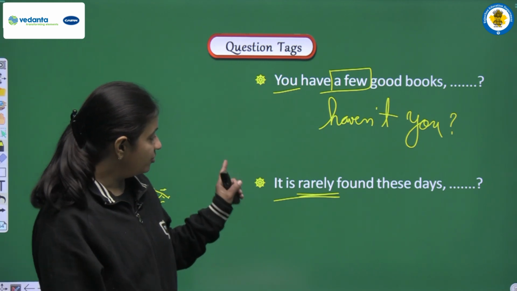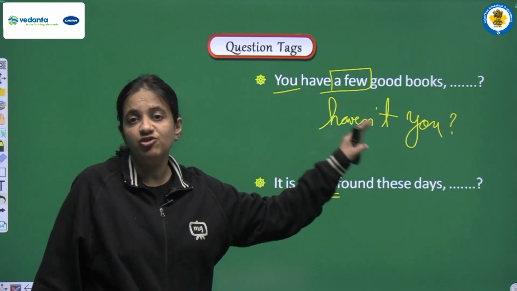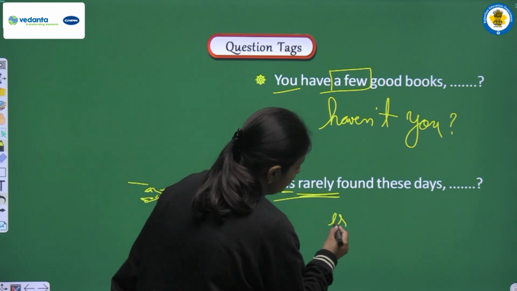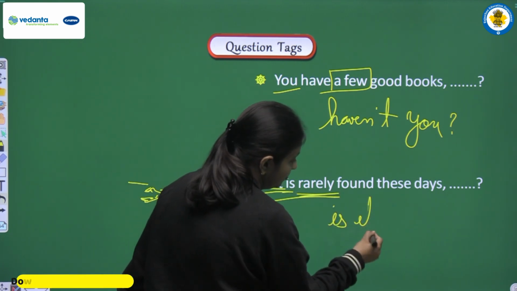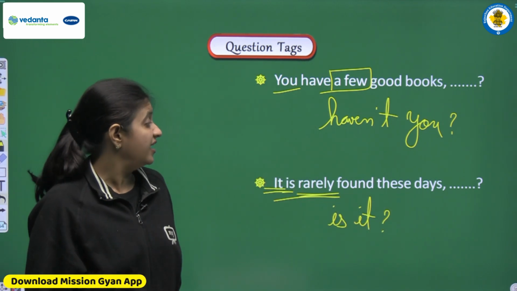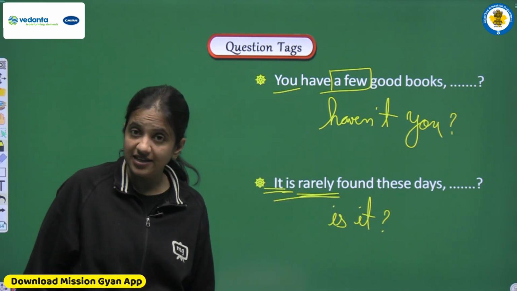Alright, so now we are having a negative sentence, so the question tag will be a positive one. We are having "is", so we will use the same auxiliary and "it" as the pronoun. So the complete sentence will be "It is rarely found these days, is it?" Okay.